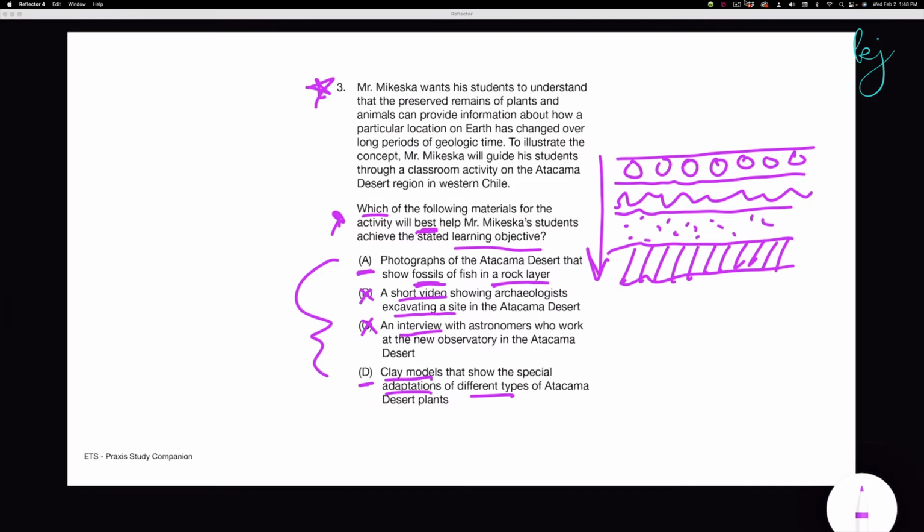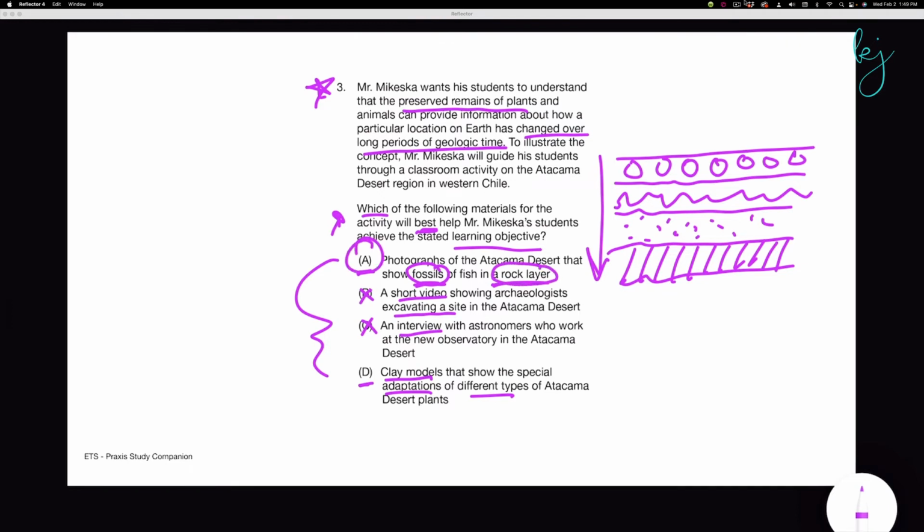Mr. Makiska wants his students to understand that the preserved remains of plants, okay, there's those fossils, and animals can provide information about how a particular location has changed over long periods of geological time or geologic time. To illustrate the concept, he will guide his students through a classroom activity. All right, so we have two key things here. We have preserved remains, which are fossils, I should say, and changed over long periods of geologic time. That's the rock layer. That's how we figure that out.